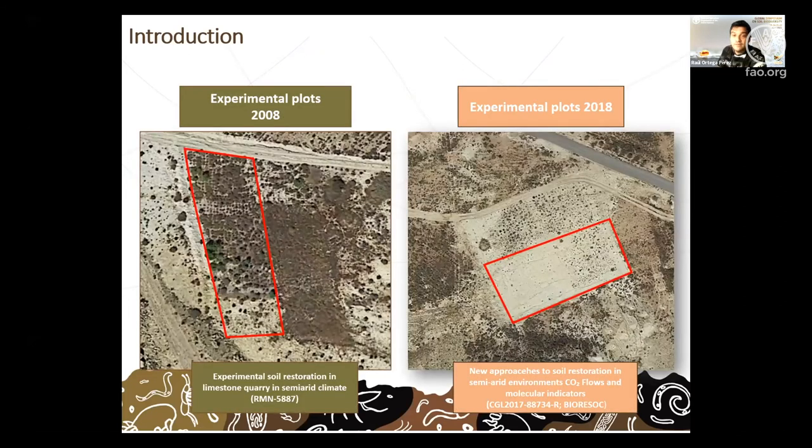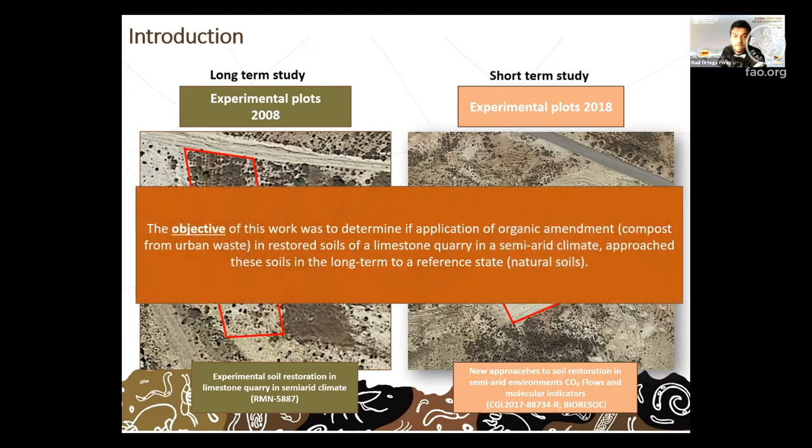In this quarry, we had established two experimental parcels, one in 2008, here, the left picture, and another one in 2018, right, with two different research projects. Now I'm going to focus on the data from the long-term experiment. In both experimental parcels, we are studying the evolution of the microbiological communities after the addition of organic amendments.